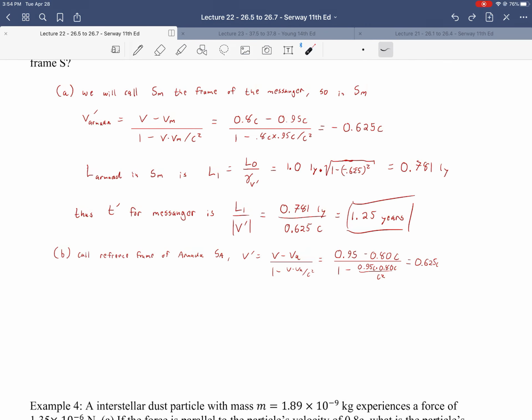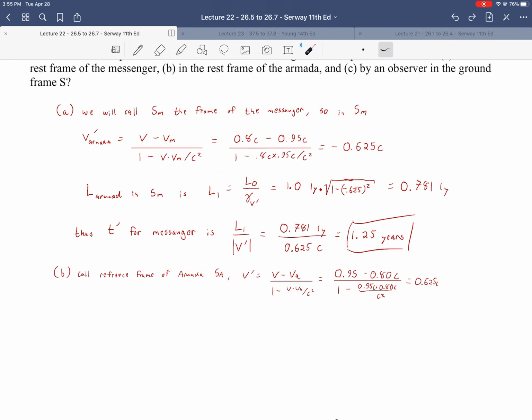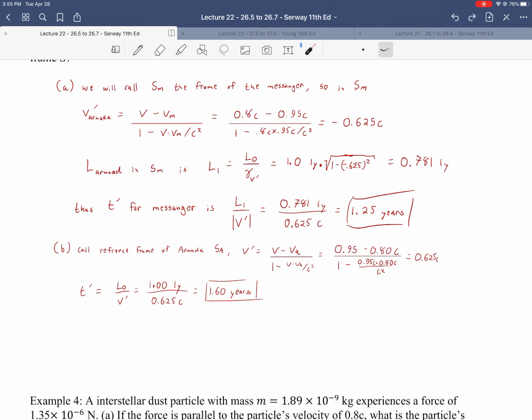And that's a good reality check because they should agree. That's just telling me how fast the messenger is moving relative to the Armada. Before, this was how fast the Armada was moving relative to the messenger, backwards at 0.625. This is how fast the messenger is moving relative to the Armada, forward, but the same value, 0.625c. Now the time it takes for the messenger to move, as measured in the reference frame of the Armada, would be the proper length divided by the relative velocity of the messenger relative to the Armada. So our denominator is the same, but our length is longer.